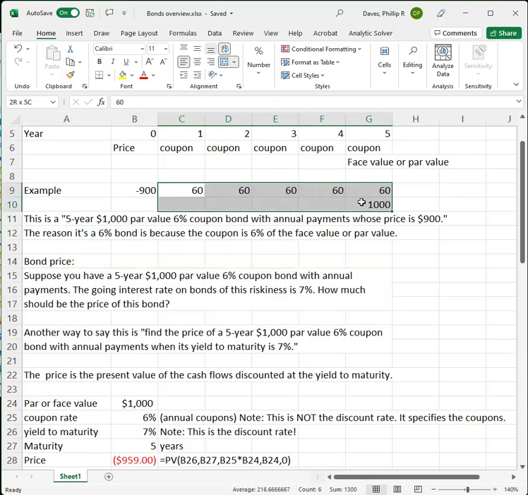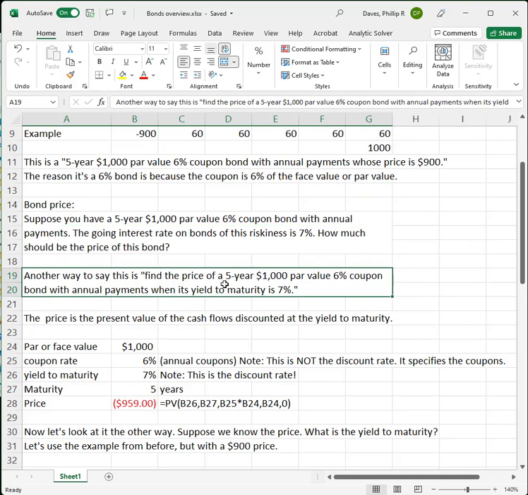So this one is locked in place at 60, 60, 60, 60, 60, and 1,000. The question is how much should that investment be worth? Another way of saying this is find the price of a 5-year, $1,000 par value 6% coupon bond with annual payments. So notice that my payments are $60 every year. And when its yield to maturity is 7%. The term yield to maturity means the discount rate that you use for finding the price. Let me say that again. The yield to maturity is the discount rate, the interest rate that you use for finding the price of the bond. So how do we do this in Excel?